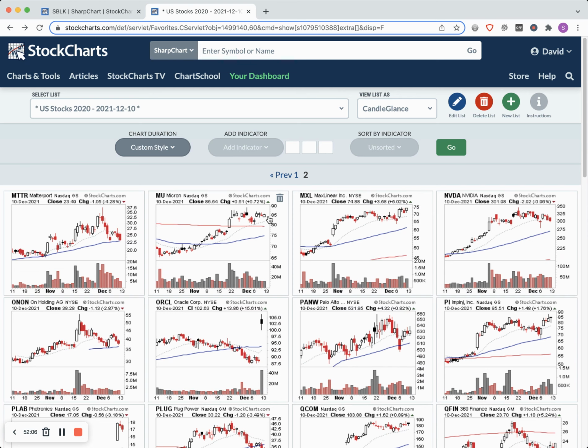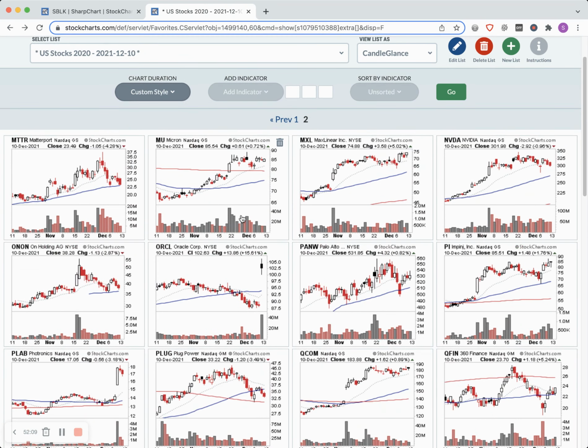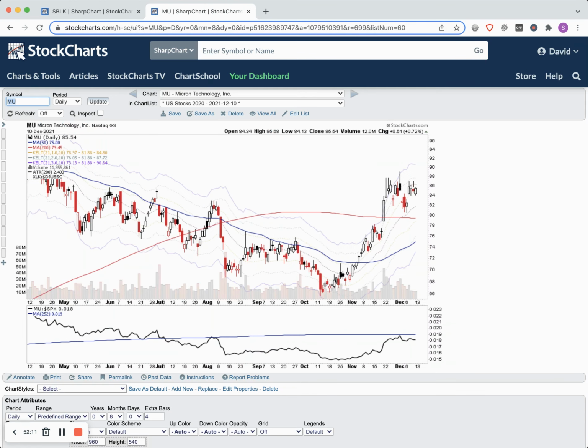Got Micron again looking interesting. It's been holding up since that significant bar move there. So we're zooming in a little bit. So a breakthrough, near-term pivots in here.